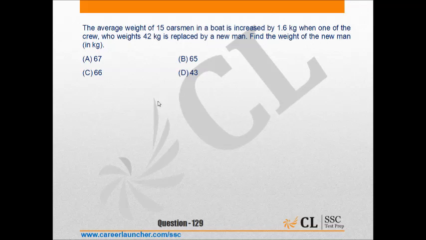The average weight of 15 oarsmen in a boat is increased by 1.6 kg when one of the crew who weighs 42 kg is replaced by a new man. Find the weight of the new man. For 15 people, the average weight was increased by 1.6 kg. That means the total weight of the boat was increased by 15 into 1.6, that is 24 kg. That means if the old man was weighing 42 kg, the new man must have been weighing 24 kg more, that is 42 plus 24, which is 66.